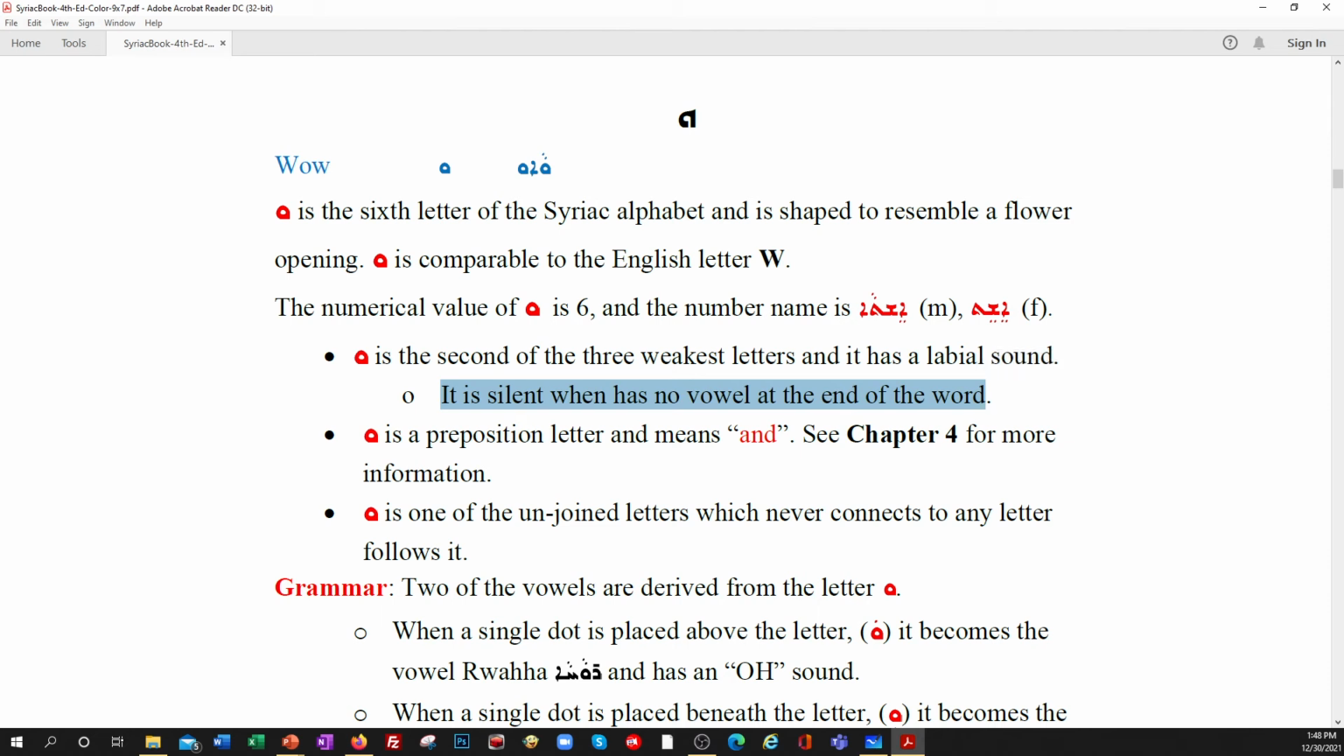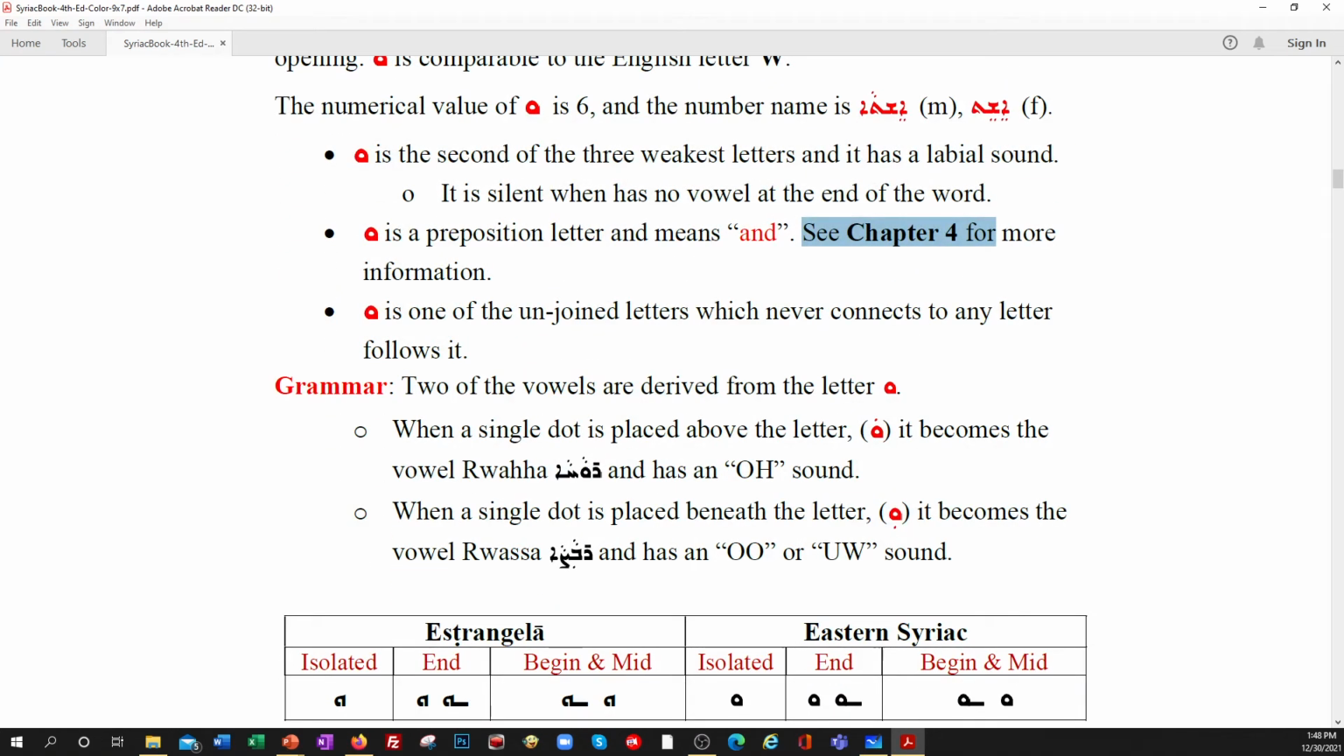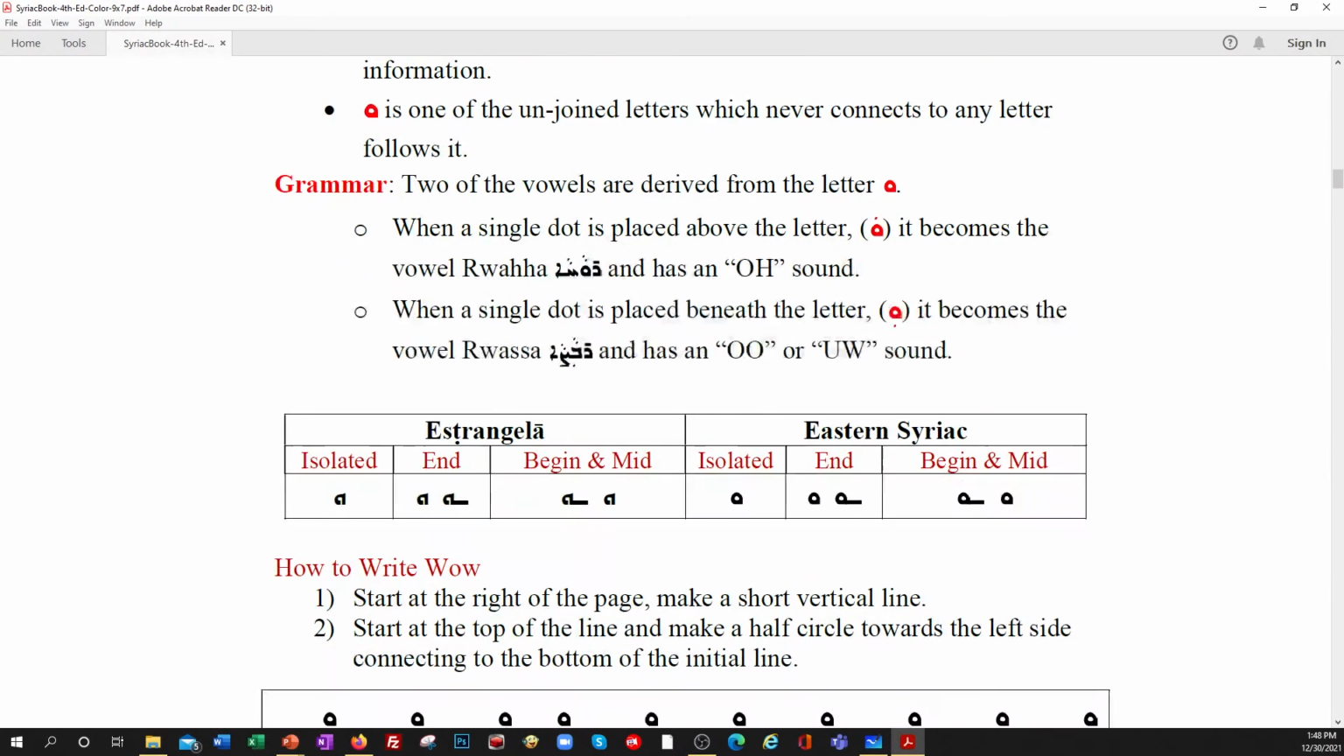Waw is a preposition letter and means "and," which is used to join two statements together. Chapter 4 is going to talk more about this in detail. Waw is an unjoined letter; it does not join from the left. I have two grammar points here. Two of the vowels are derived from the letter waw, which we learned before. When I have a single dot above the waw, it is a vowel, not a letter anymore, and the sound is O. When a single dot is underneath the letter, it is a vowel, and the sound is oo, long O.